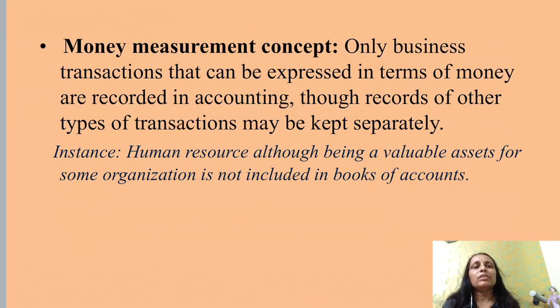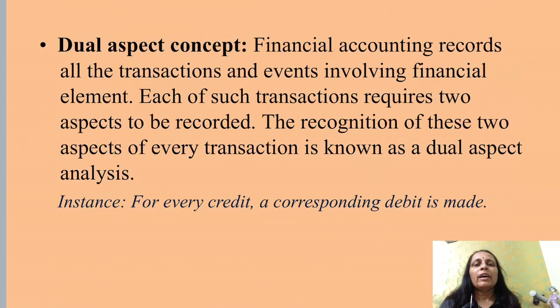So, only the items, the transactions that can be expressed in terms of money will be entered in books of accounts. Next concept is the dual aspect concept. Now, what is dual aspect? Dual aspect means the financial transaction recorded involves two aspects that need to be recorded. Each of such transactions will have one leg debited and one credited. So, every transaction will have two aspects, one debit and one credit. It will have a dual effect.